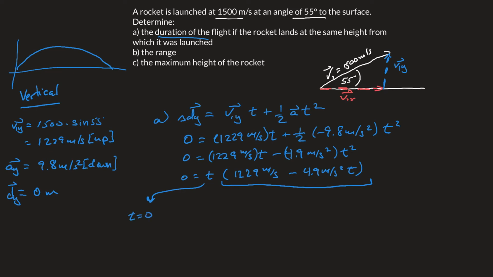So we can solve this one simply here. t equals 0, and that makes sense because that's when our projectile motion started, right? It started at time equals 0. This second one, we can then go ahead and solve by saying that 1,229 meters per second equals 4.9 meters per second squared times t. If we divide both sides by 4.9 meters per second squared, we are left with t equals 251 seconds. So that is going to be how long the rocket stays in the air for, 251 seconds.